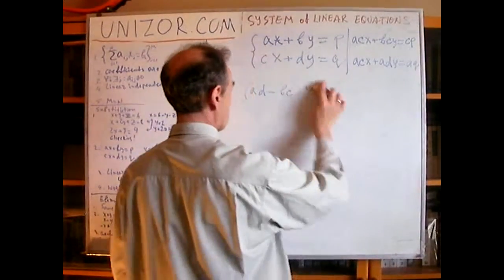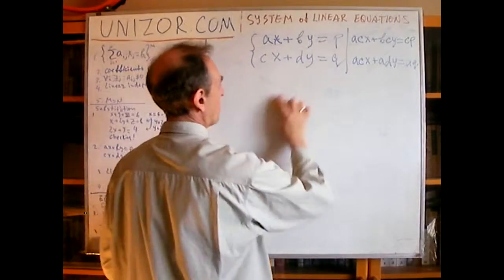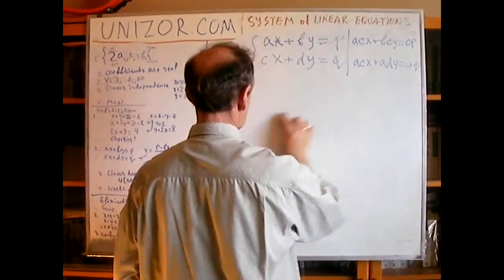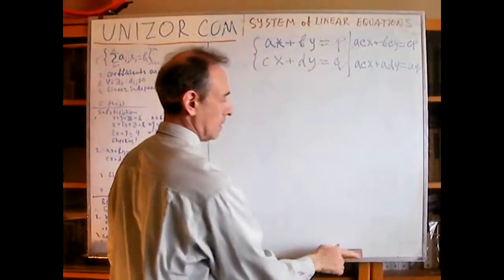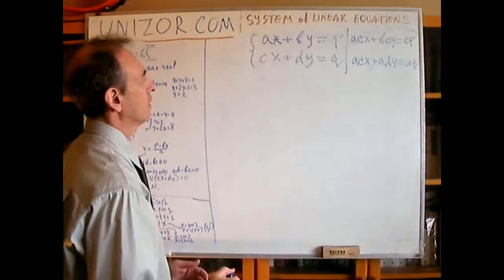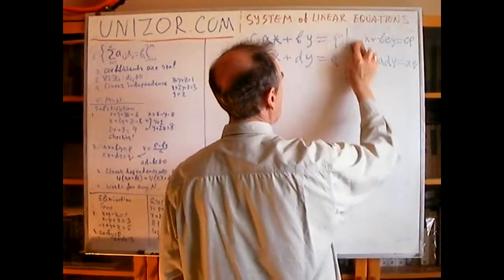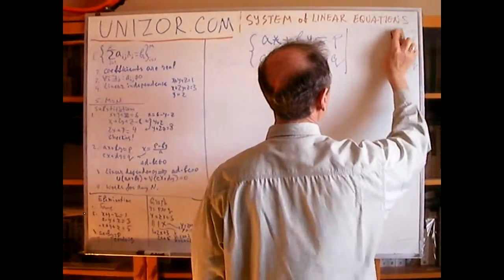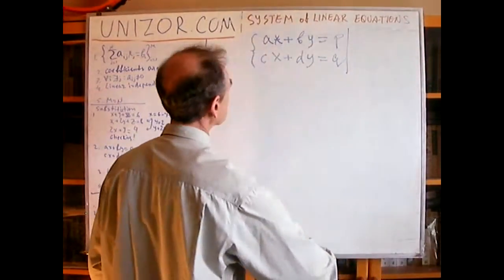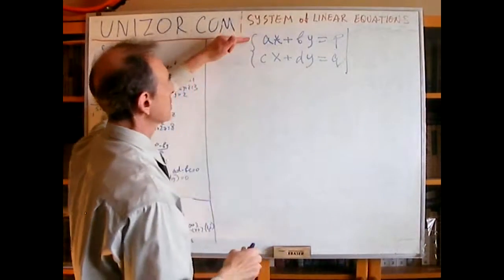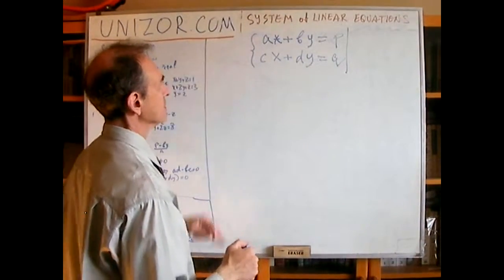But faster, as you see. So again, I have basically shortened my solution. Now, if instead of this I aim for elimination of y, I would have to multiply this by d and this by b and then subtract.